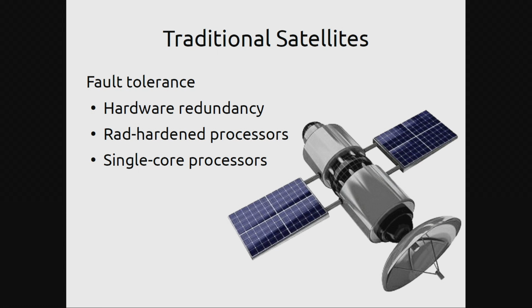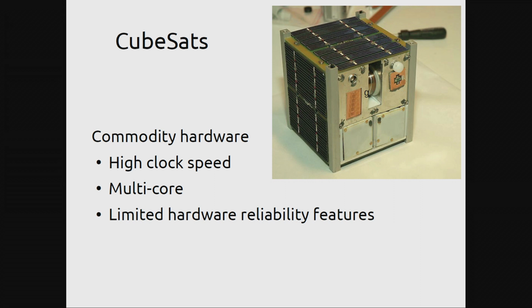I think this is something that I don't need to say. Traditional satellites work in a certain way. CubeSats change the game. They often can have commodity processors that can be faster. They often have multiple cores. But unfortunately, they don't have much software fault tolerance if you don't have much hardware fault tolerance, you don't have hardened processors. So we were asking, if we have CubeSats with these commodity processors, what can we do with that to actually have some degree of fault tolerance?